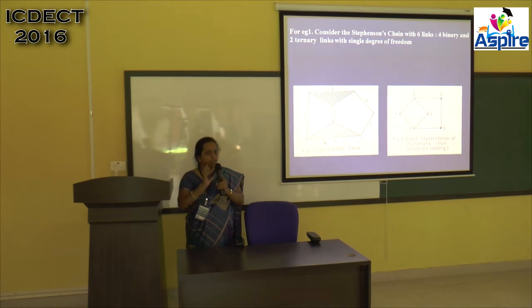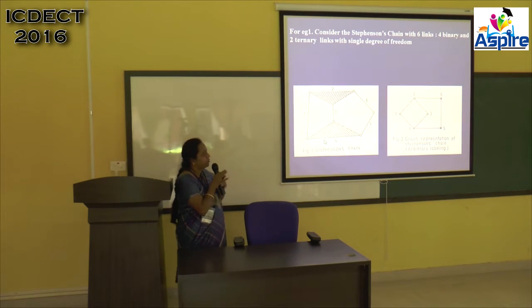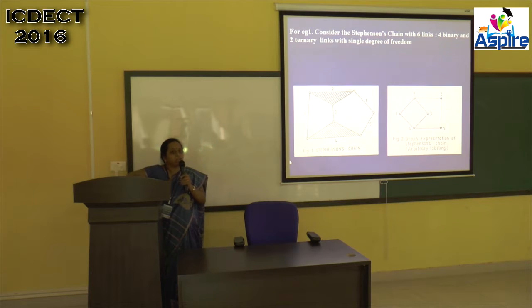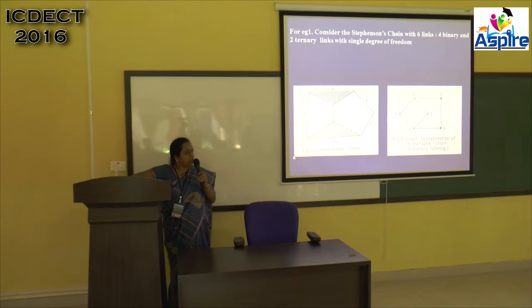The ankle joint is replaced by the Stephenson chain, and it has a single degree of freedom, which is found by using Grubler's equation, F equals 3(n minus 1) minus 2j, where n is the number of links and j is the number of joints. So I have taken a very basic example of a Stephenson chain. Now this is the chain.